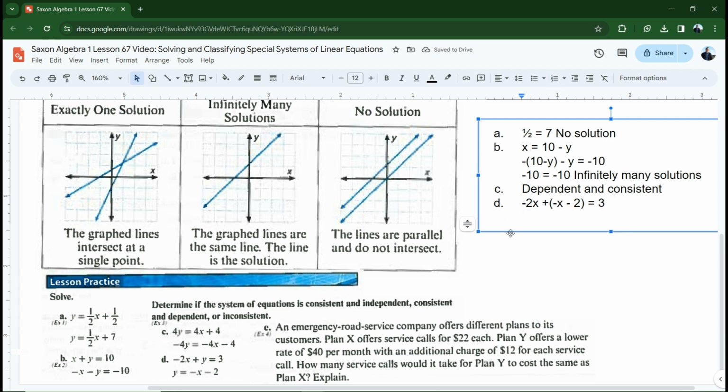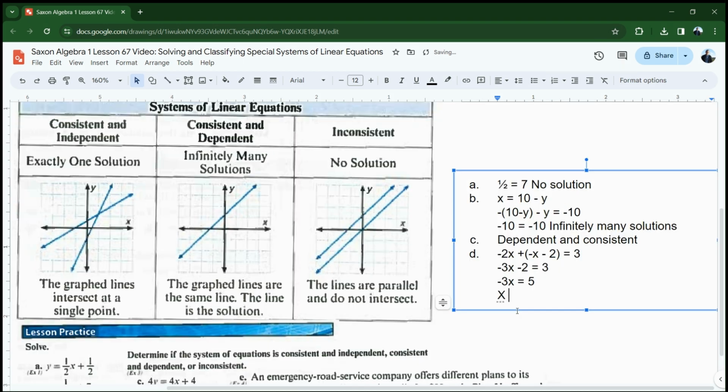I'm going to combine like terms. It's going to be negative 3x minus 2 equals 3. Negative 3x equals 5. And then x equals negative 5 over 3. And then I can figure out what y equals.